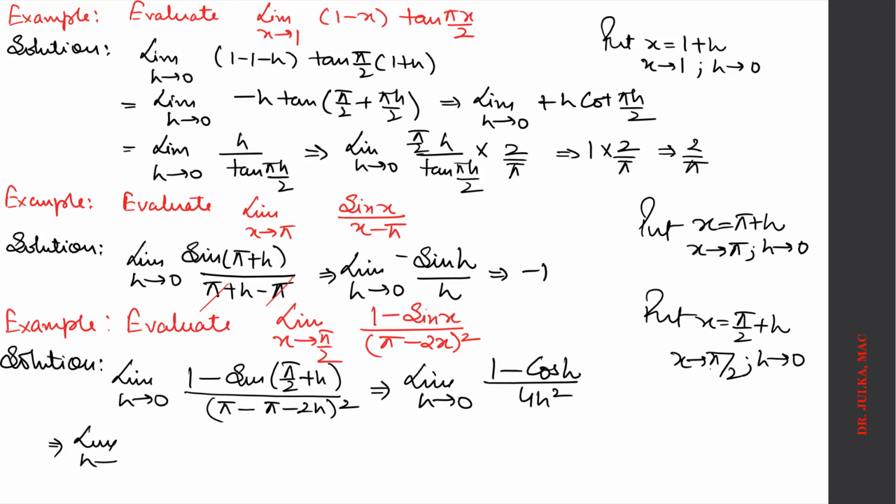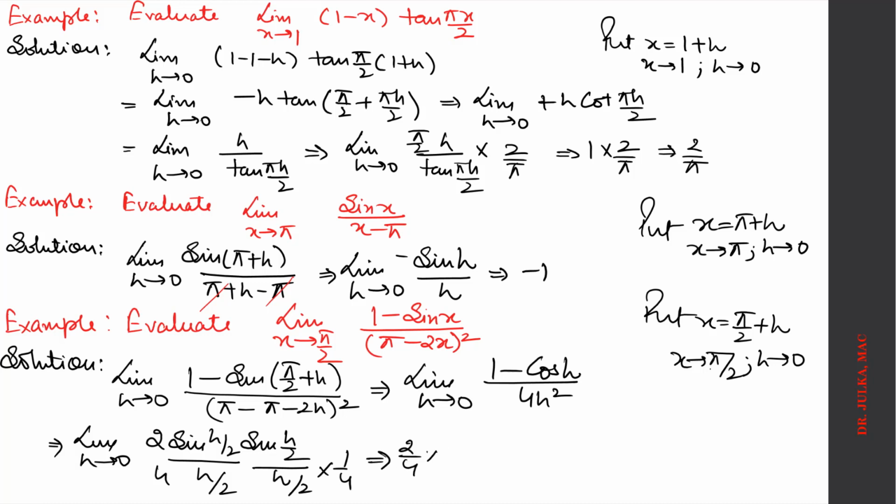1 minus cos h is 2 sin square h by 2. We can write this way, 2 sin(h by 2) into sin(h by 2). In the denominator we can write 4h square. To make it 1, we'll divide by 2 times and multiply by 4 in the denominator. And after simplification, we'll get the answer 1 by 8.